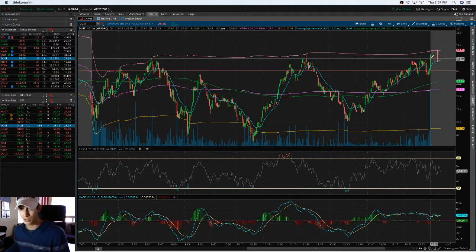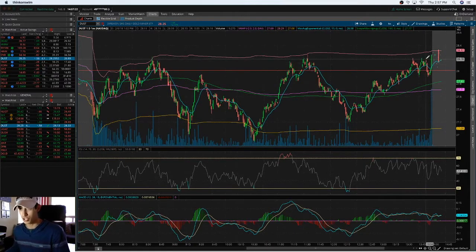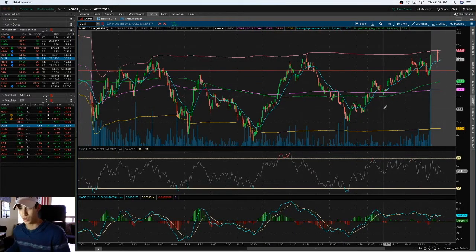Knowing that the resistance is right around 27.20 based on previous times that it's peaked out, it would make sense to cover profits there. So when it approaches 28.20, let's say you put your limit order to sell at 28.15, you cover profits. You bought in at 27.40 when you got the confirmation of the uptrend pattern.